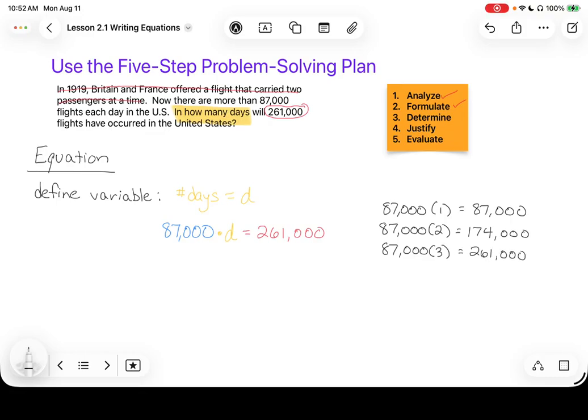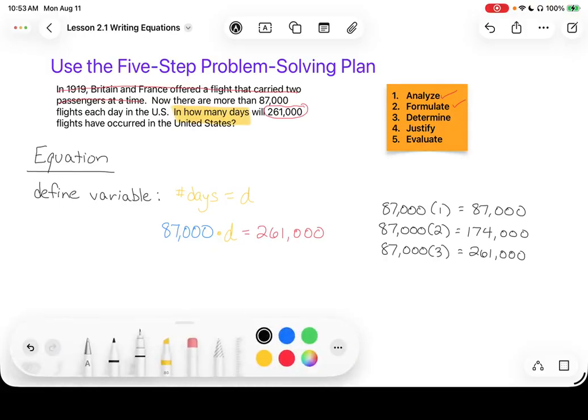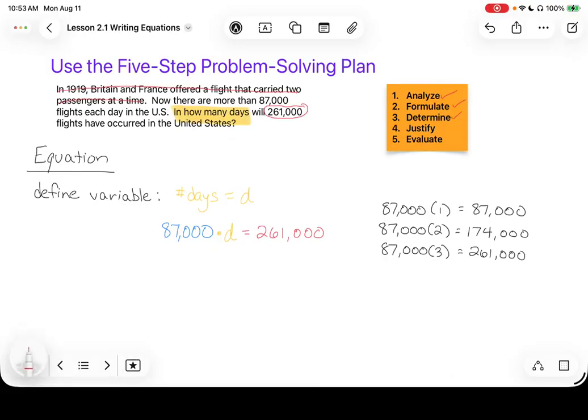Now, if you're thinking to yourself, I did that in a pretty dumb way, and you're like, hey, couldn't you have just done 261,000 divided by 87,000? Wouldn't that have been an easier way to do it? You are absolutely right. That would have been a much easier way to do it. We are coming up on that. I don't expect you to know how to do that just yet. If you already know how to do it, you are ahead of the game. That is determine. I have determined what the answer is.